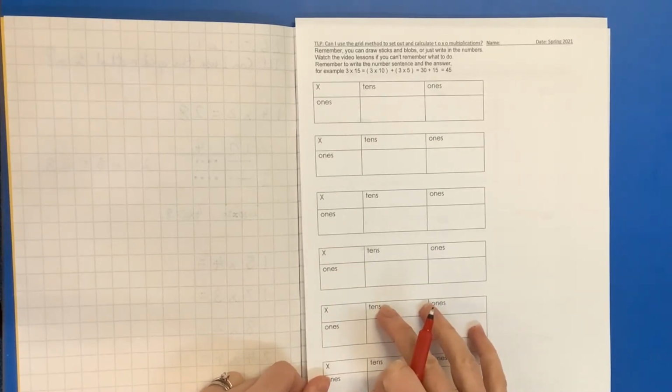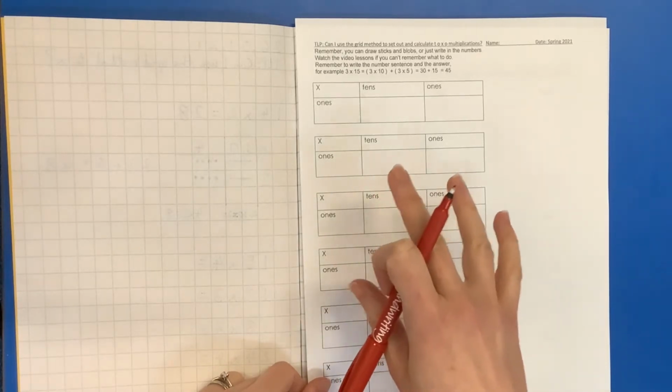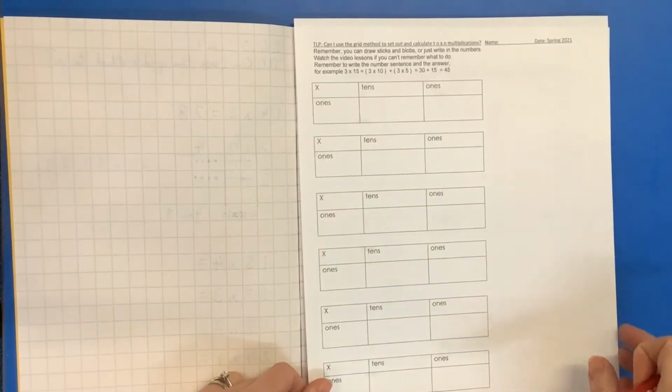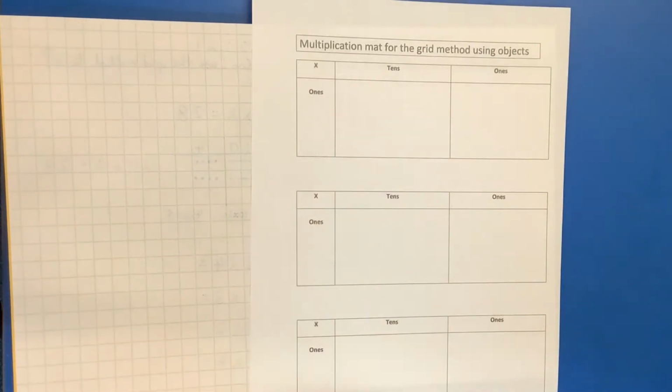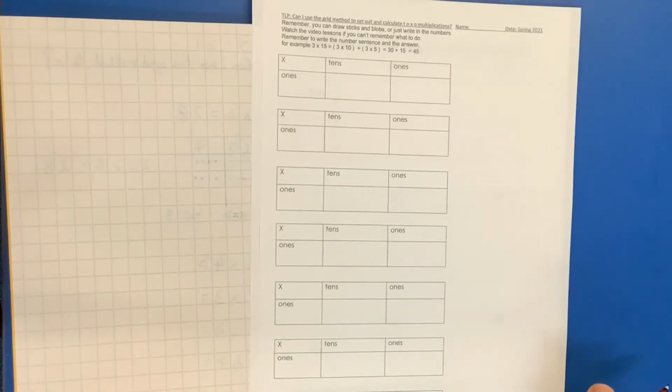So I'm going to show you how to do it in your book, which everybody has, and then we'll show you how to do it on your sheets, which means that if you've picked up your packs, you can use this one for ones if you need a little bit more space, or you can use this one.